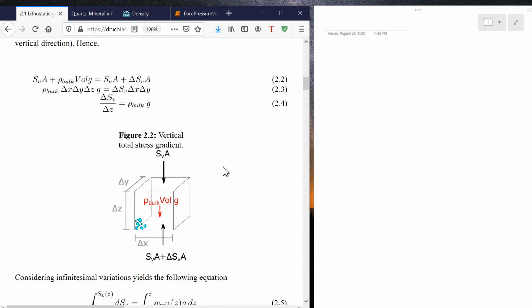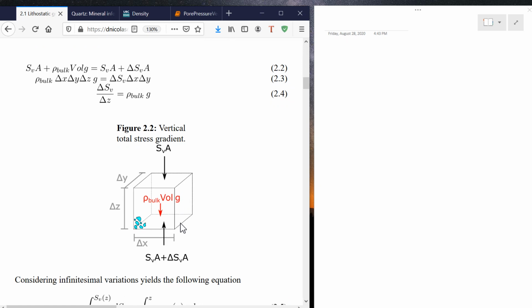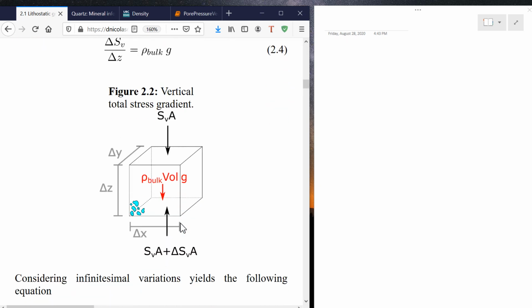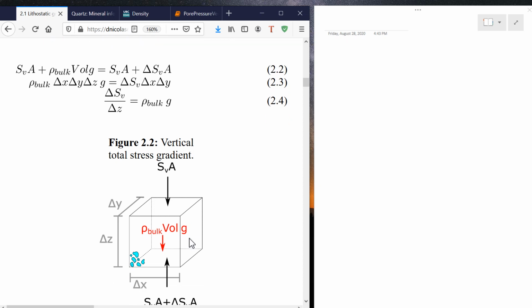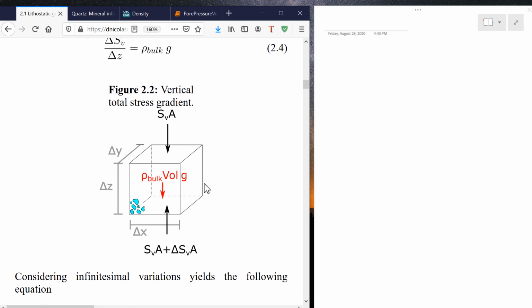In this example, I have a cube which has a weight that is equal to the mass density of the entire rock, including the minerals and the fluids, times the volume times the constant of gravity. In order for that weight to be balanced with the top face and the bottom face of the cube, there has to be a gradient of stress that counteracts that weight.